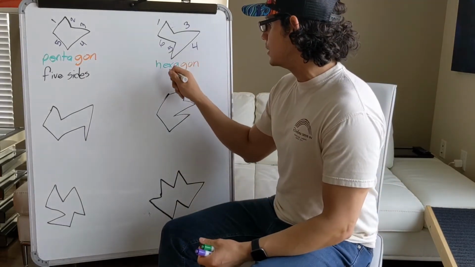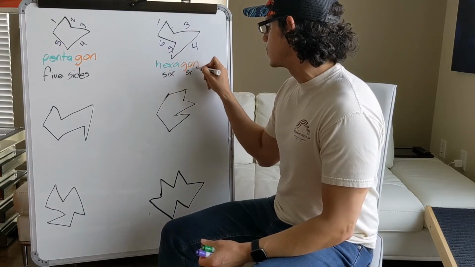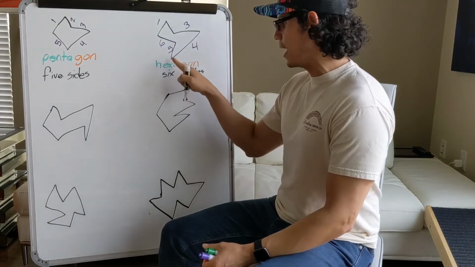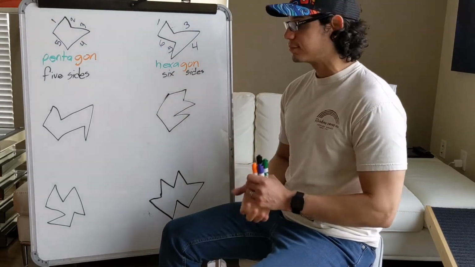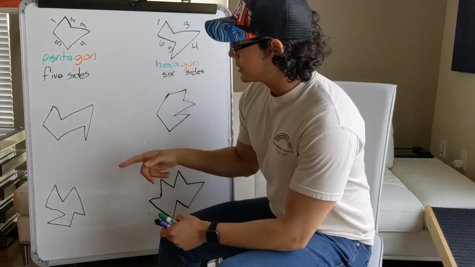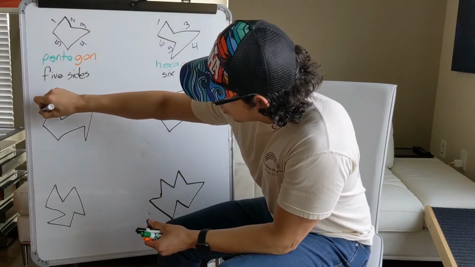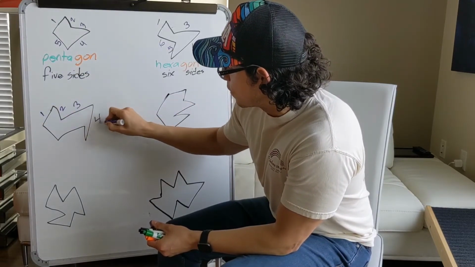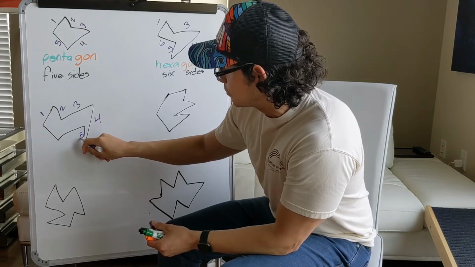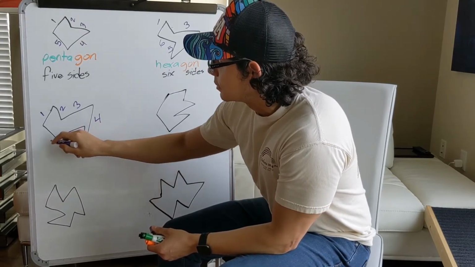Hexagon literally means 6 sides. Right? Hexa means 6, gon means sides. It's a hexagon. Next, let's count these out. 1, 2, 3, 4, 5. Gonna count these even if they're short. 6, 7.